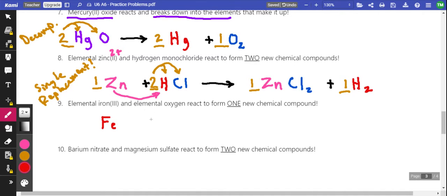Okay, I'm reacting with elemental oxygen, which, hey, I'm starting to get used to this. Oxygen is one of those diatomics. It's going to start coming up a lot. So when oxygen is on its own, it's not just going to be O, it's going to be O2.